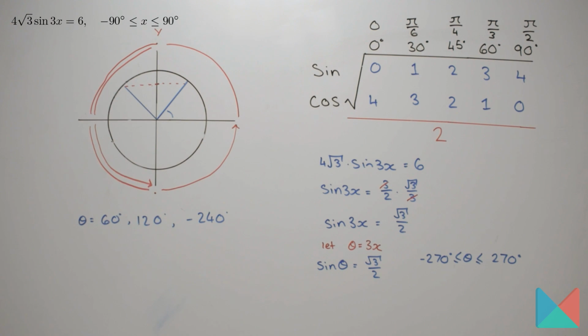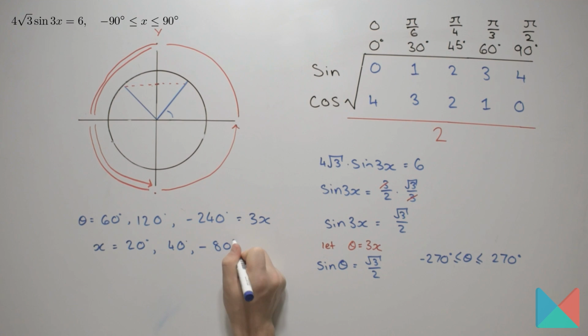So now we have successfully solved for our angles of theta, but remember we need to solve for our values of x. So we need to resubstitute our values for theta, which equal 3x. And now we can solve for x by dividing all these solutions by 3. So we get x is equal to 60 divided by 3, which is going to give us 20 degrees. 120 divided by 3, which is going to get us 40 degrees. And lastly, we get negative 240 divided by 3 is going to give us negative 80 degrees.